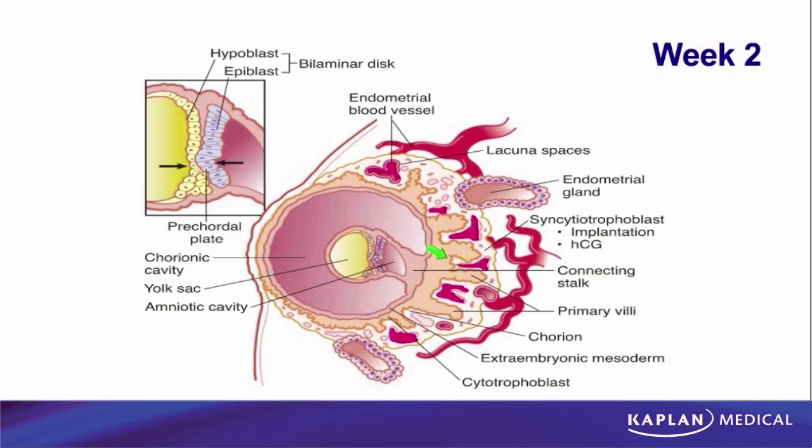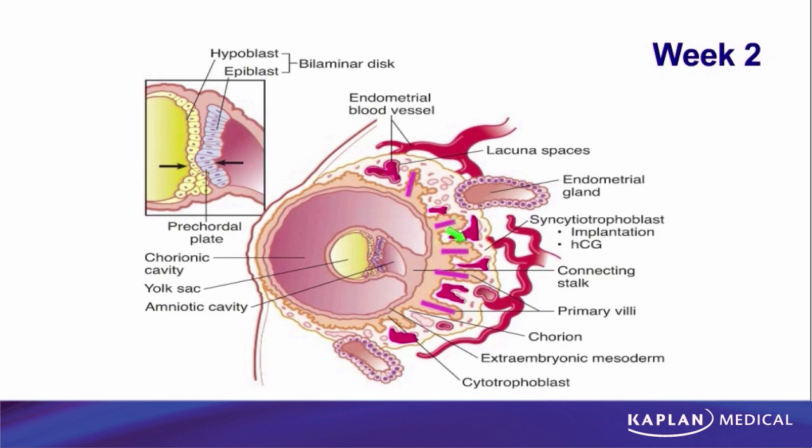After a short time, inside the villi, we will start to develop embryonic blood vessels containing embryonic blood cells. Outside the villi, in the lacunae, we have maternal blood. So we have embryonic blood here, we have maternal blood there. The two blood systems are separate, so you don't get a mixing of the blood cells.